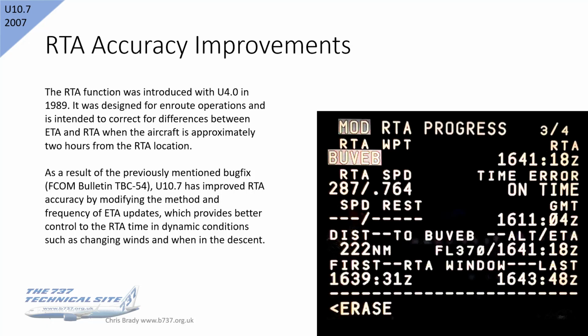So with the revamp from the previous FCOM bulletin, improvements were made to the way these calculations were made, and the whole RTA accuracy was improved by modifying the method and frequency of ETA updates to give better control of RTA time in dynamic conditions, such as changing winds or when you're in the descent. So the whole RTA function was made much better with 10.7.